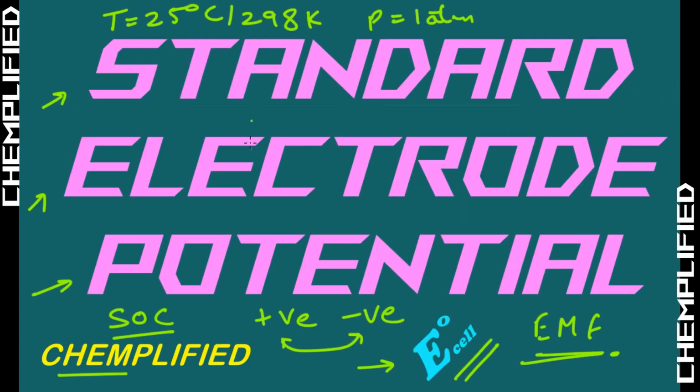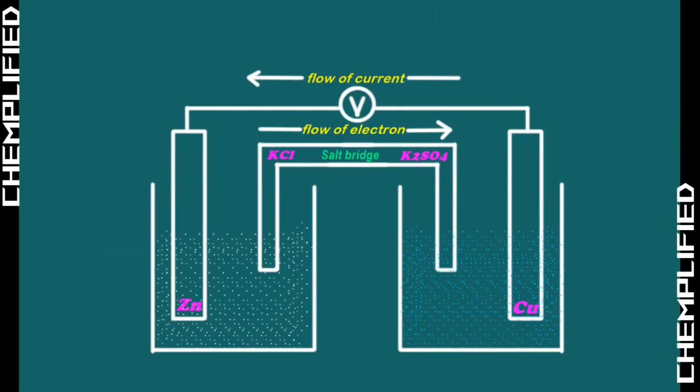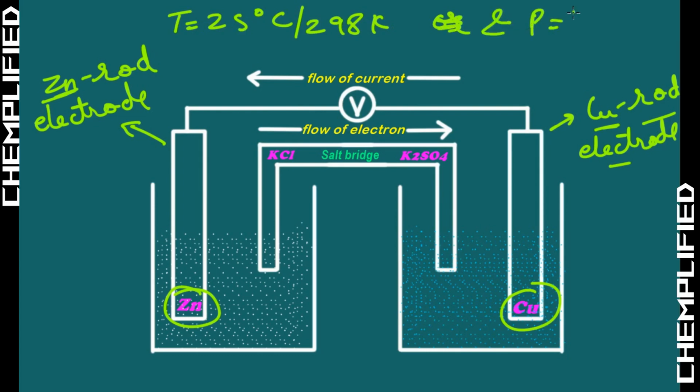So our topic is standard electrode potential. Now we can define standard electrode potential as the potential difference, in our case, the potential difference between zinc electrode and copper electrode at temperature equal to 25 degrees Celsius or 298 Kelvin, and pressure equal to 1 atmosphere, right? So potential difference between the two electrodes at temperature 25 degrees Celsius and pressure 1 atmosphere. This is our standard electrode potential, simple definition.